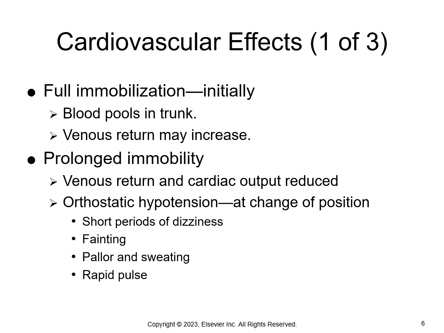Initially, when someone is fully immobilized and they're laying in a bed, more blood returns to the heart from the legs, so it starts to pool in the trunk area, increasing the heart rate and stroke volume. With prolonged immobility, venous return and cardiac output are reduced, and the patient can get orthostatic hypotension when they change positions. So they might have dizziness, fainting, pallor, and sweating with a rapid pulse. After someone has been immobile for a long time, it can take weeks for everything to go back to normal cardiac-wise.